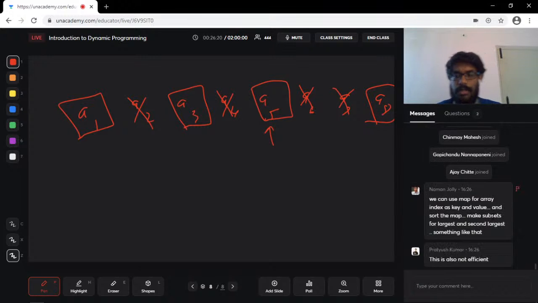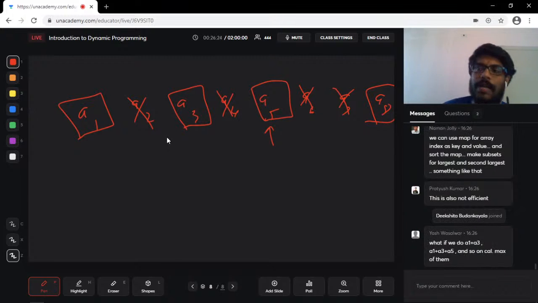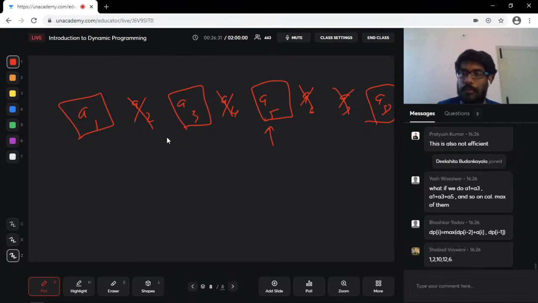Does the algo make sense? Pratish, yeah, it's not efficient, but let's not care about efficiency for now. I don't care about time limit, time complexity. I'm just worried about correctness for now.